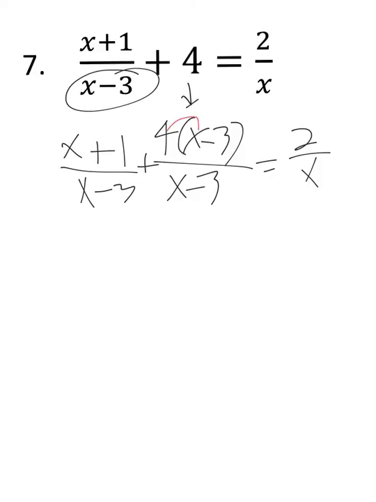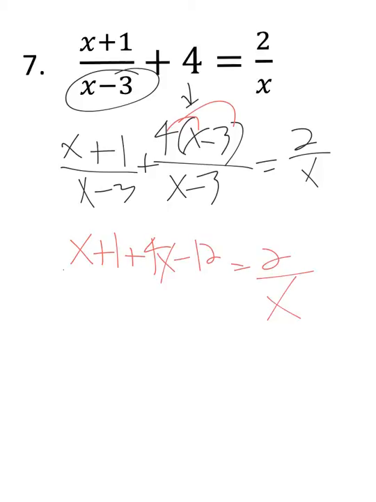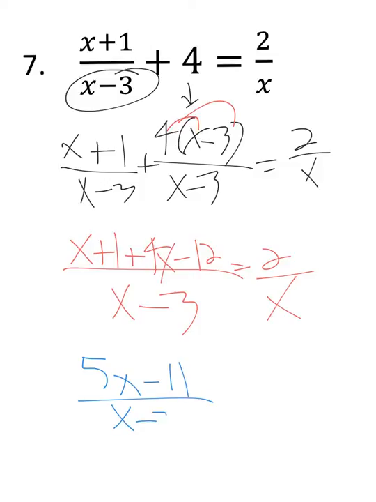Now I'm going to distribute. So it says x plus 1 plus 4x minus 12 equals 2 over x. All this is over x minus 3. Okay, and combine like terms, we're going to have 5x minus 11 over x minus 3 equals 2 over x. Let's cross multiply.